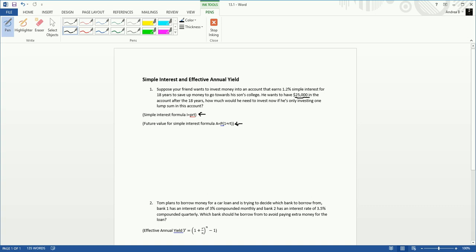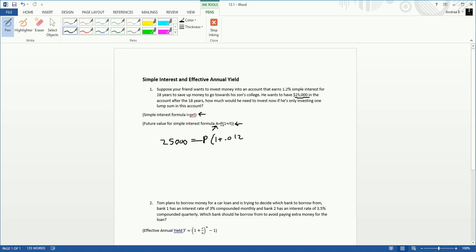So in this case, this amount A, this total amount that he wants for the future, is part of what we know. So we know this $25,000 for A, for that total amount, is equal to P, which is what we are trying to solve for here. The principal, the amount he has to invest now to get to that. And then we'd have 1 plus 0.012, because we have 1.2% simple interest for that 18 years.